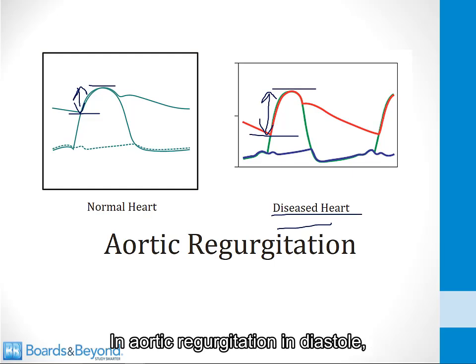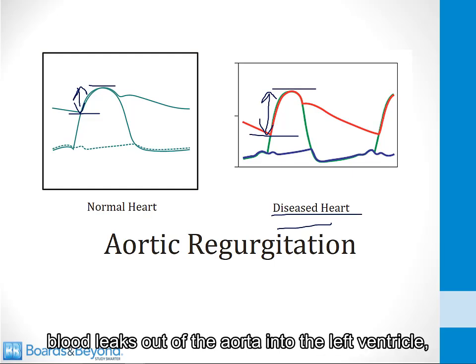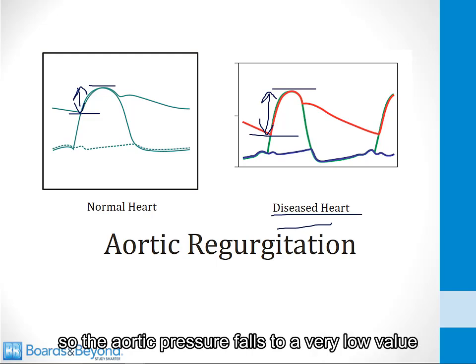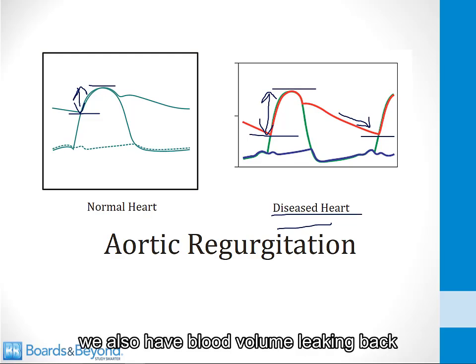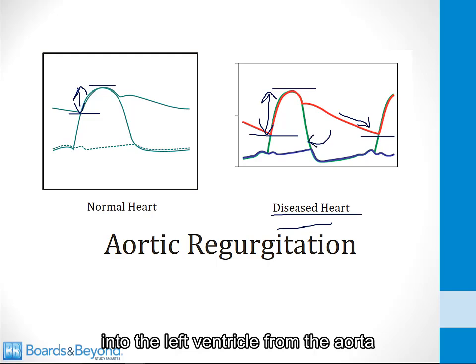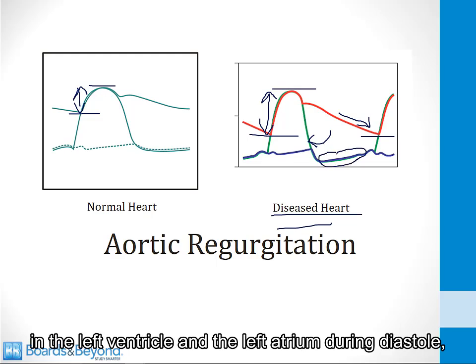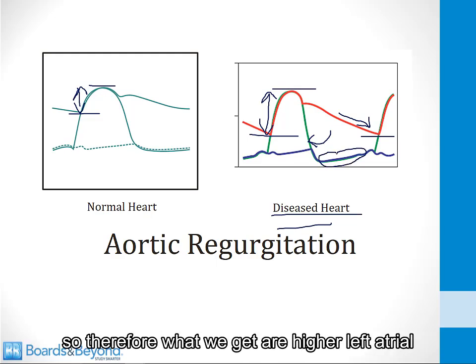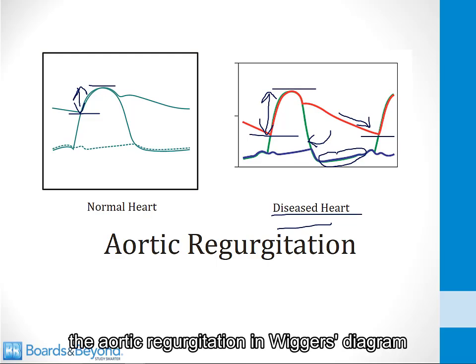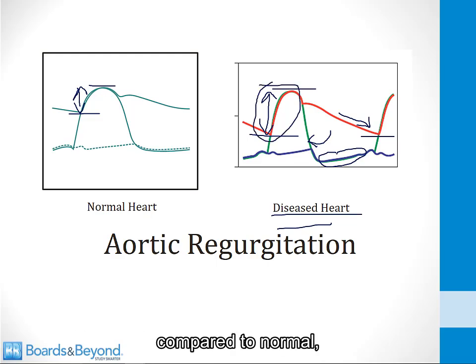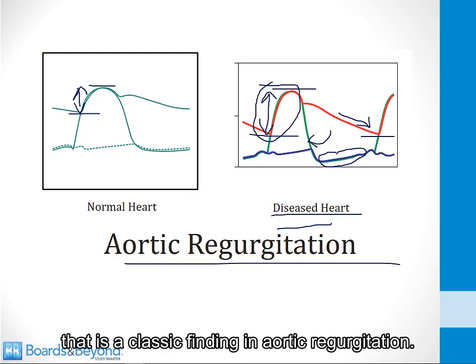In aortic regurgitation, in diastole, blood leaks out of the aorta into the left ventricle, so the aortic pressure falls to a very low value, and that widens the pulse pressure. We also have blood volume leaking back into the left ventricle from the aorta, and that tends to raise pressure in the left ventricle and the left atrium during diastole, so therefore what we get are higher left atrial and left ventricular pressures. But the easiest way to recognize the aortic regurgitation Wiggers diagram is to notice the very high pulse pressure compared to normal. That is a classic finding in aortic regurgitation.